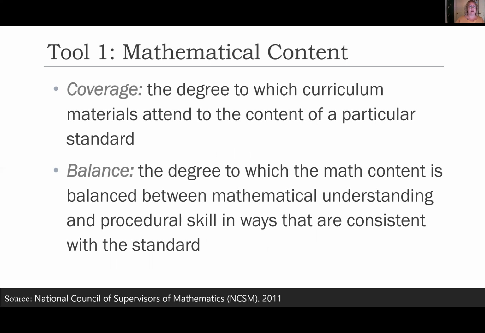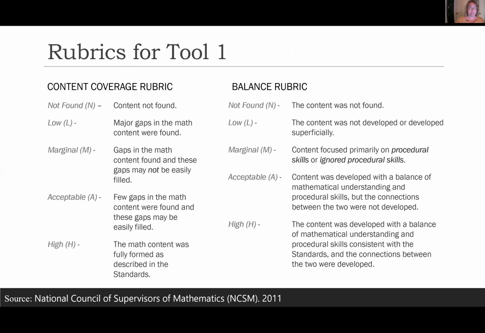The first tool covers mathematical content. It has 2 separate rubrics that are used to evaluate the text. The first is coverage. That's the degree to which the curricular materials attend to the content of a particular standard. The second is balance. In this consideration, we weigh the degree to which the math content is balanced between mathematical understanding and procedural skills in ways that are consistent with the standard.